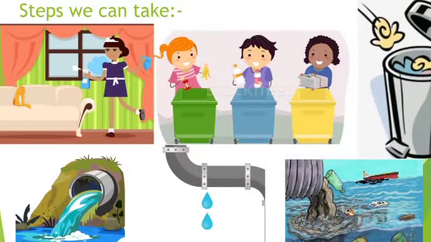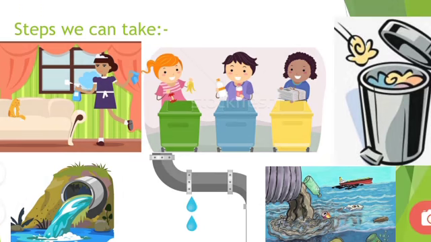First of all, keeping our city clean begins with the cleanliness of individual homes. So first of all, we should always keep our home clean. Then litter or garbage should not be thrown here and there in the surroundings. We can keep three separate dustbins for biodegradable waste, non-biodegradable waste, and waste which can be reused again.